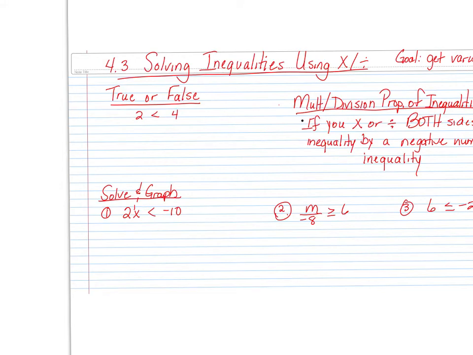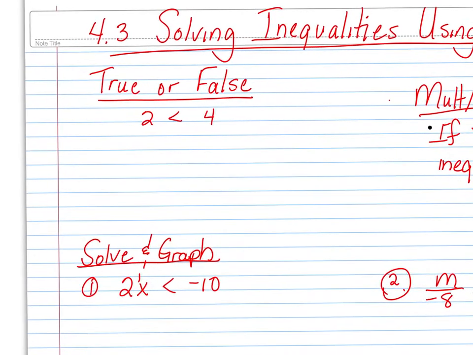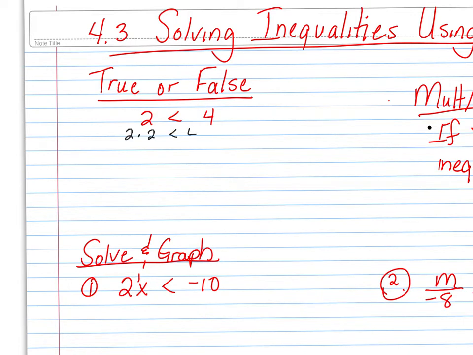True or false? Is 2 less than 4? Yes. If I multiply both sides by 2, I'm going to multiply 2 by 2 and 4 by 2. Is this still true? Yeah. Because 4 is less than 8, right?